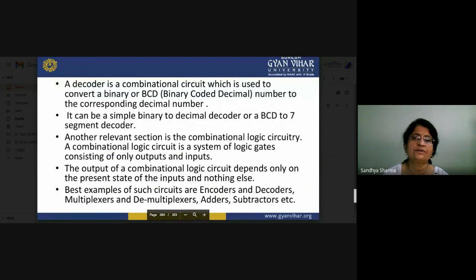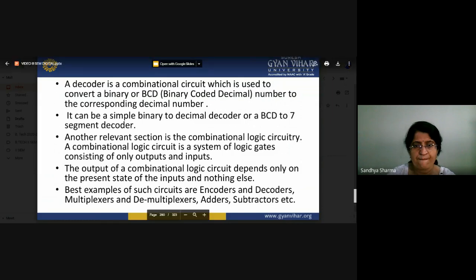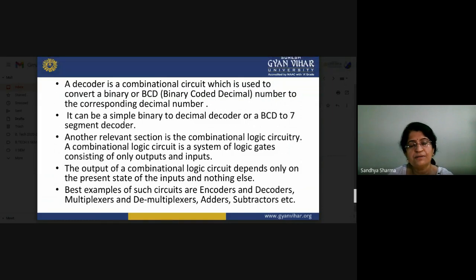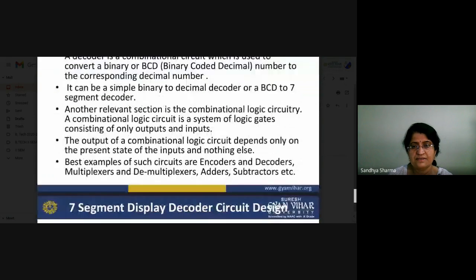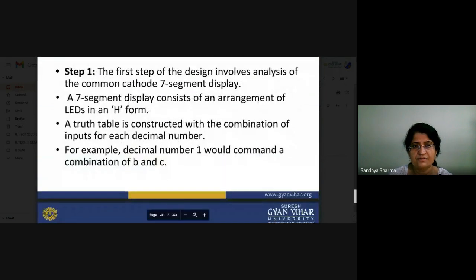So first of all, for the decoder, we have to see how we convert a binary or BCD coded number into the corresponding decimal number. So that is basically a combination. It is a binary to decimal decoder. You can also design it this way, or BCD to 7 segments, which is the most accurate name for it. And what about the relevant section in the combinational logic circuitry? A combinational logic circuit is made of logic gates, so how can we make these logic gates? A combinational circuit only depends on the present input. For example, multiplexer, demultiplexer. So we can see 7 segments.